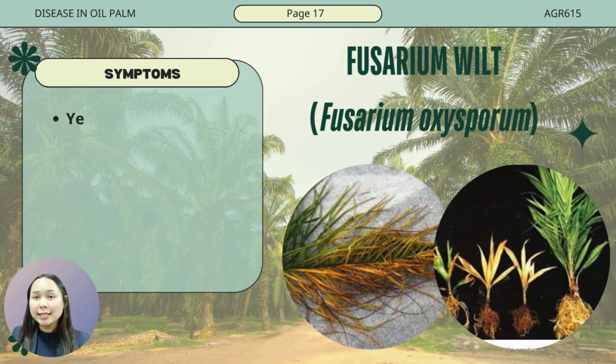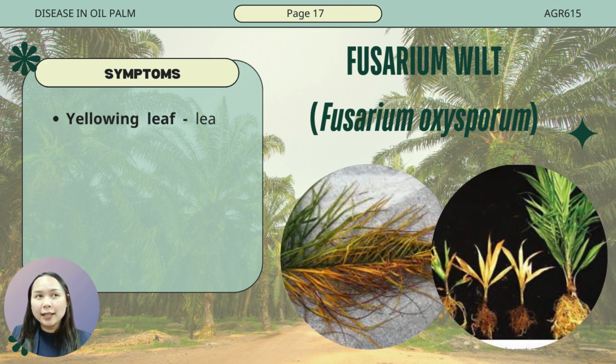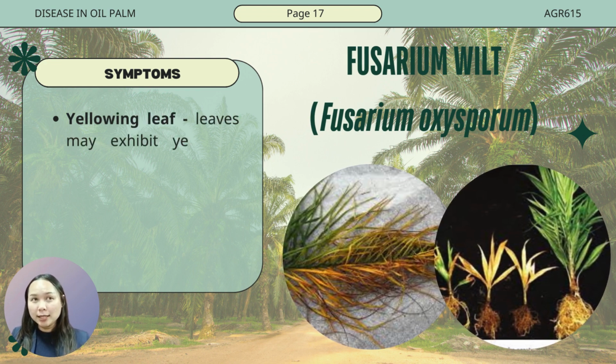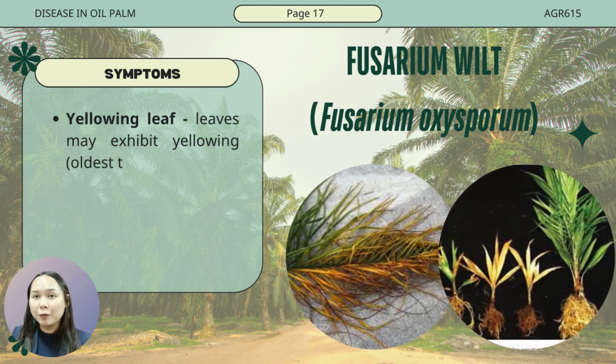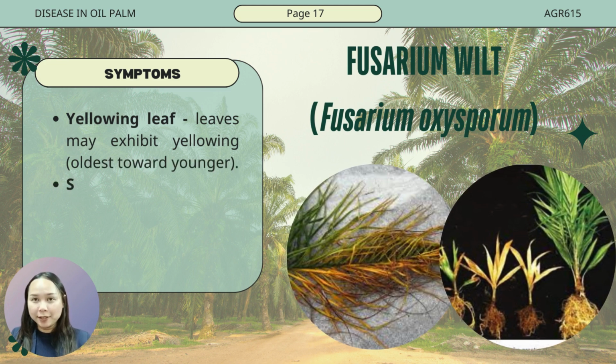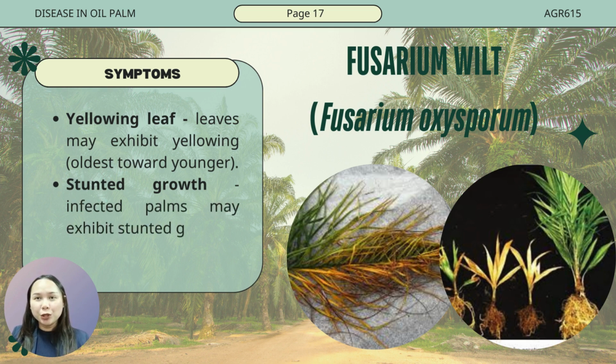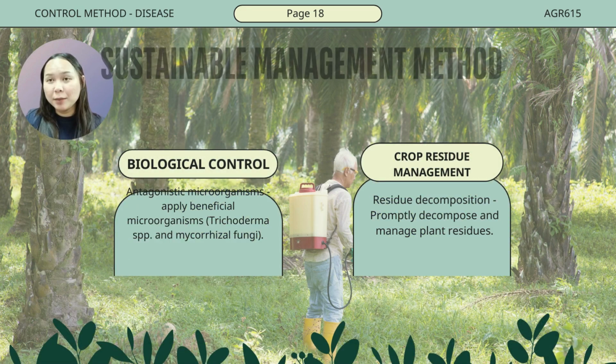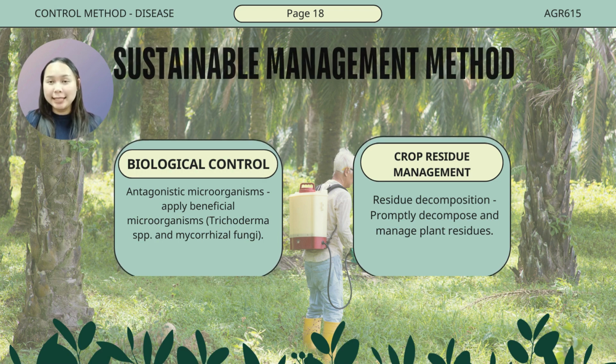The last disease that will be discussed is Fusarium wilt. The symptom of this disease is yellowing leaves. The leaves may exhibit yellowing starting from the oldest leaves and progressing toward the younger leaves. Next is stunted growth. The infected palms may exhibit stunted growth with shorter and smaller fronds compared to the healthy palms.